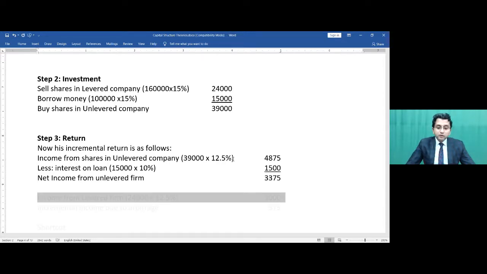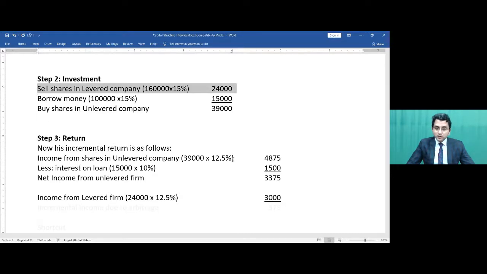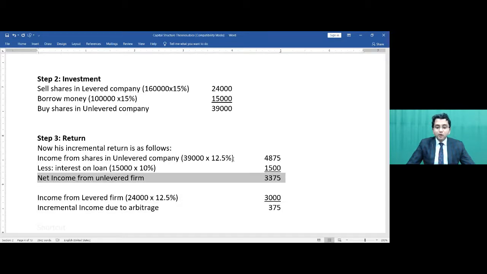Let's check what was your income before switchover. Your investment in the levered company was 24,000 rupees. And the cost of equity of the levered company is 12.5%. So on 24,000, you were earning 12.5%, which is 3,000. Now, incremental income due to arbitrage. Earlier, you were earning 3,000 per annum. Now you are earning 3,375. So your extra income is 375. No extra investment, no extra risk, and still you have a positive return.